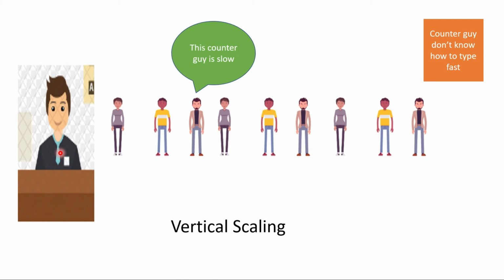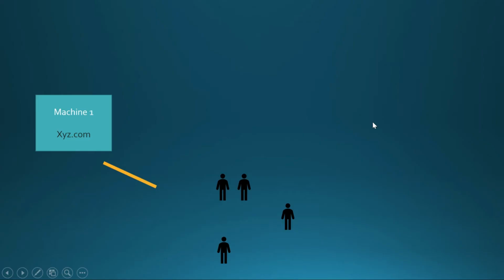So this kind of scaling is called vertical scaling. Now we will see how this scaling is helping us.